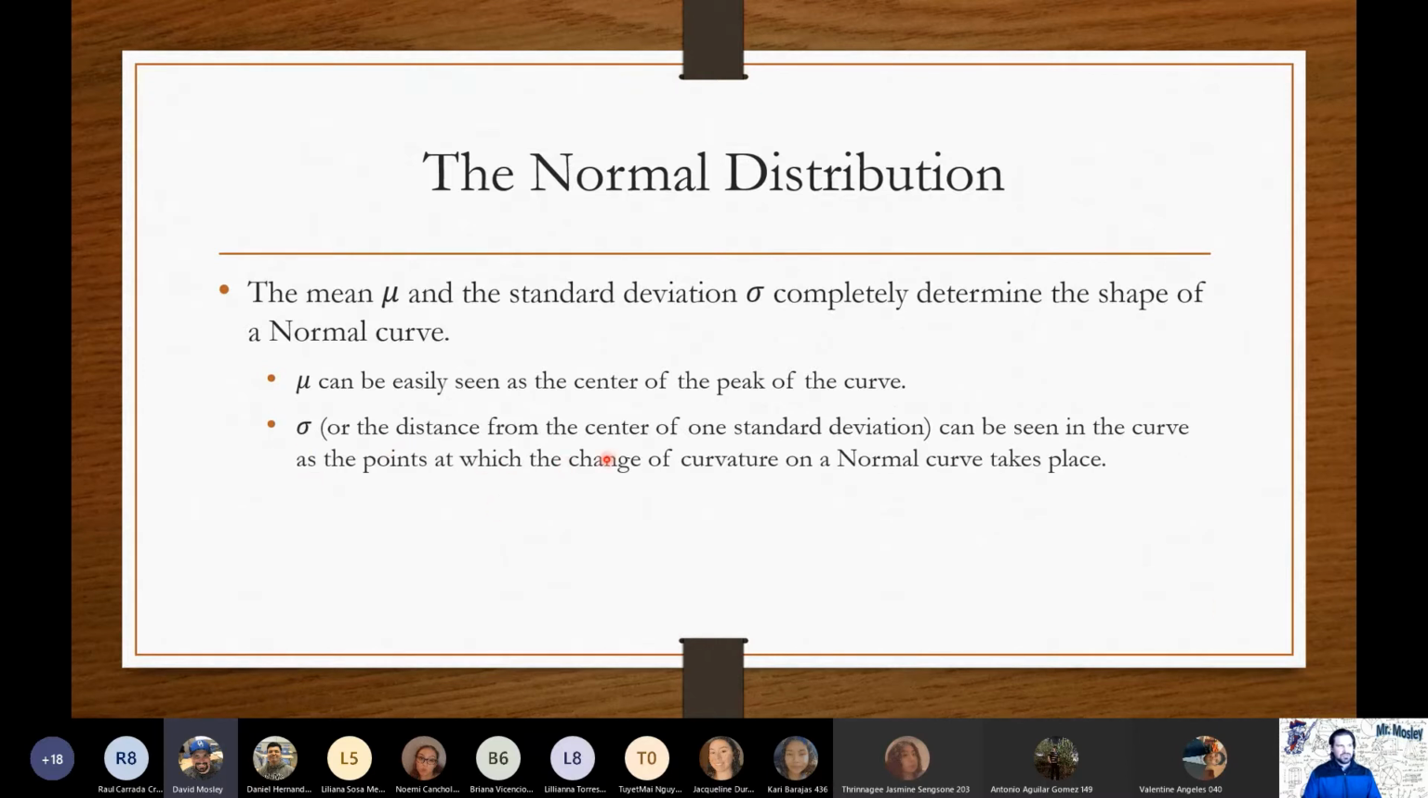Sigma, or the distance from the center of one standard deviation, can be seen in the curve as the points at which the change of curvature on a normal curve takes place. This is only true for normal distributions. These things are only true for something that we know is a normal distribution, or we've been told is a normal distribution. Skewed distributions, this is not the case. Or even some symmetric distributions, this is not the case. Right.